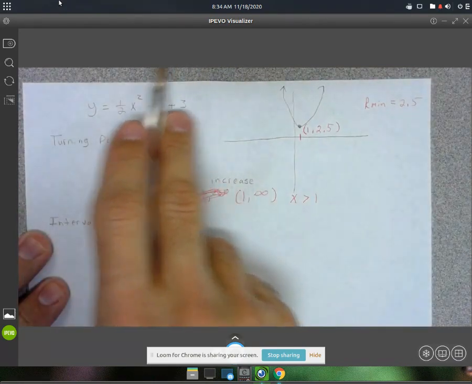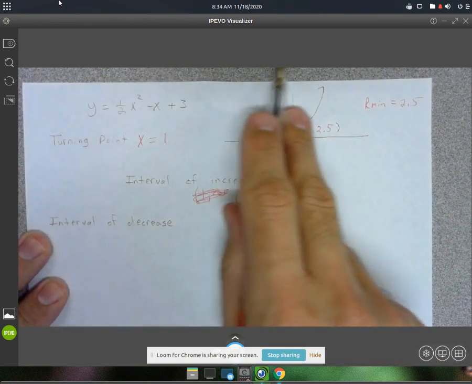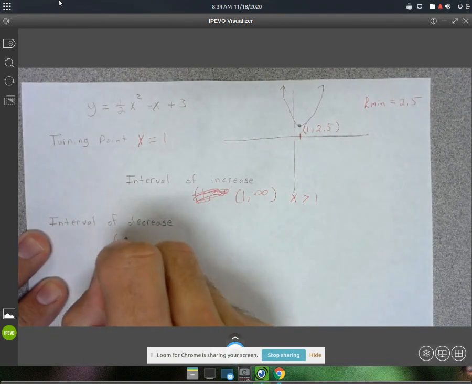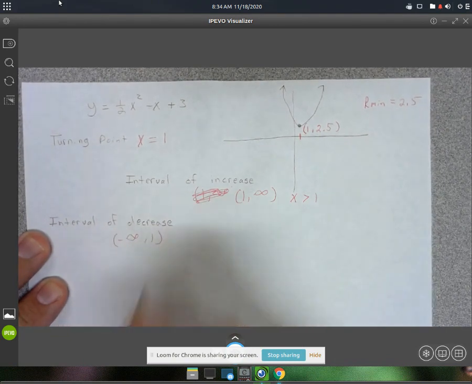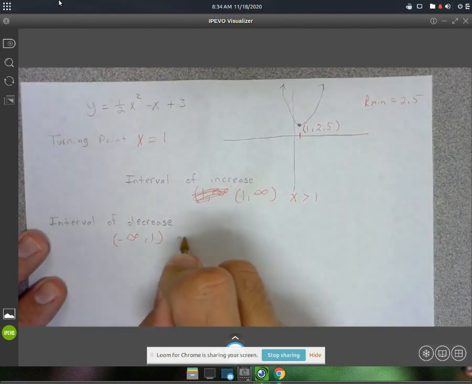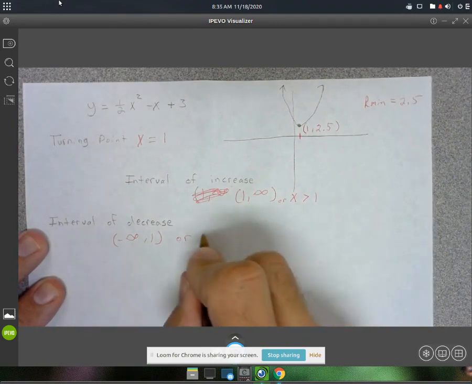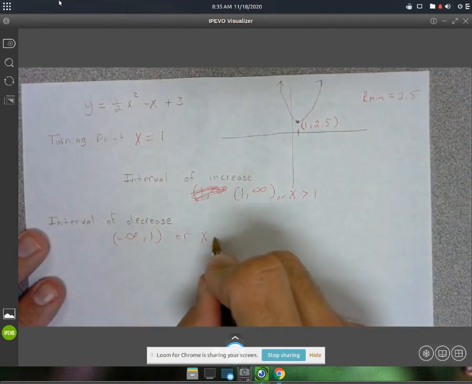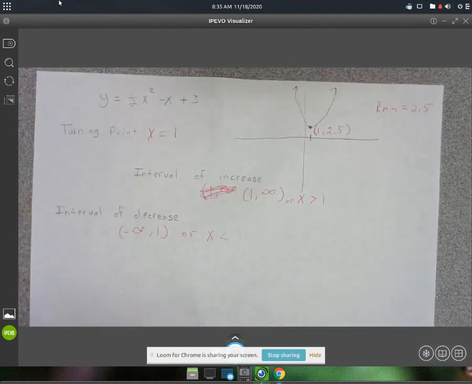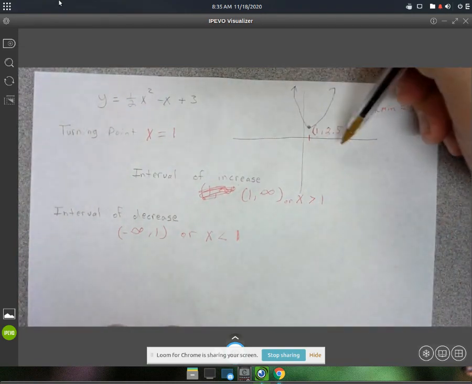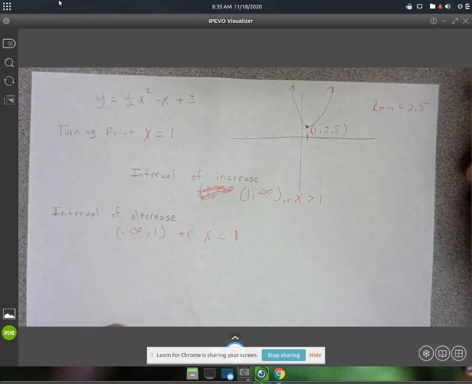The interval of decrease is the same idea, but back here. From negative infinity until it gets to 1, this thing is falling. So that's negative infinity to 1. For the algebraic notation, it would be all the x values that are less than 1. So for all the x values that come before 1, this thing is falling. All right.